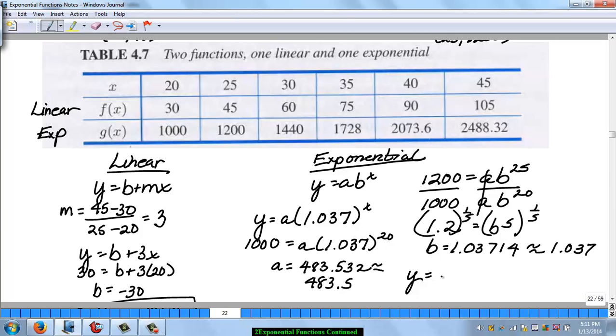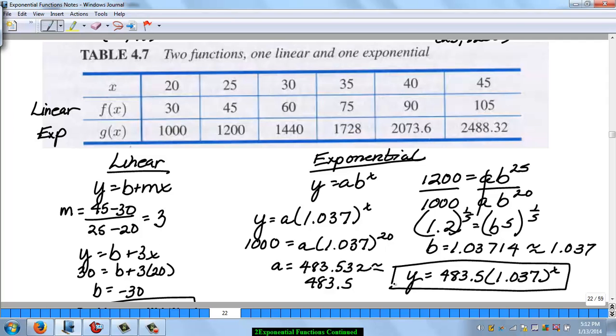So my equation is 483.5 times 1.037 to the x. And I don't want you to worry about rounding because I will tell you how to round, but definitely your exponential, your b, your growth factor should be at least 4 decimal places.